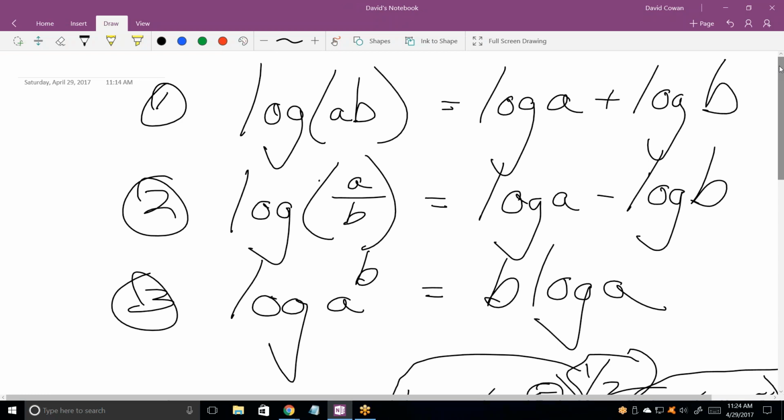Those 3 rules, it's as equally necessary to be able to go from right to left as it is from left to right. You will always get an equal number of questions on any test. One of the questions might say, expand the following log expressions. If you get that question, guaranteed you're going to get another question saying, condense the following log expressions. So it's just as necessary to be able to go from right to left as it is left to right.